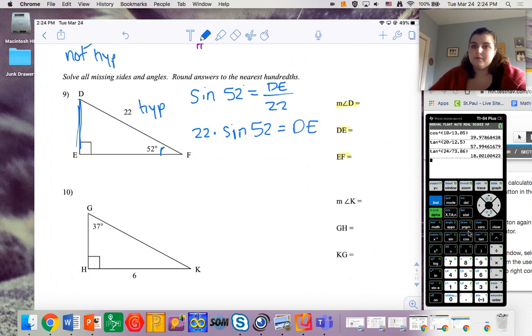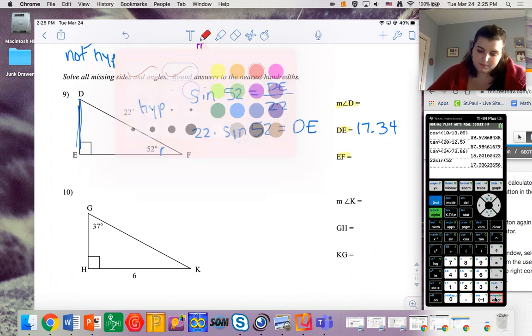And in this case, I'm going to multiply 22 times sine of 52 because my variable's in the numerator. Okay, if we go back to those notes, we can look at those steps and we wrote little rules. Okay, so in my calculator, remember to make sure you're in degrees. 22 times sine 52. 17, well, it says to the nearest hundredths, so 17.34. Okay, switch up my color.